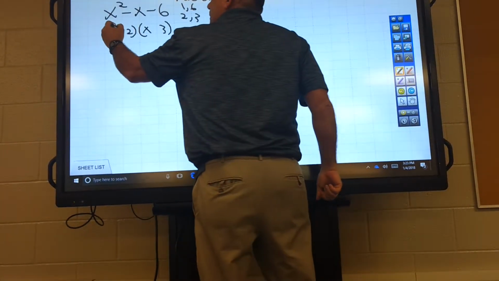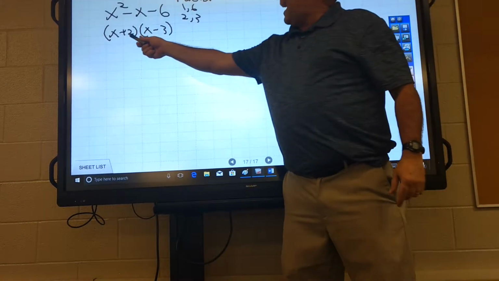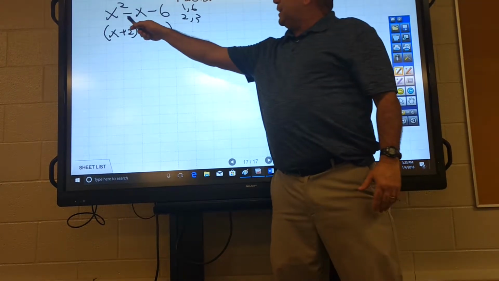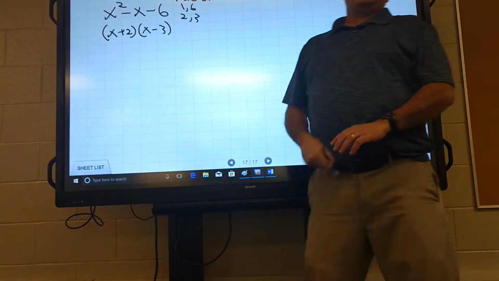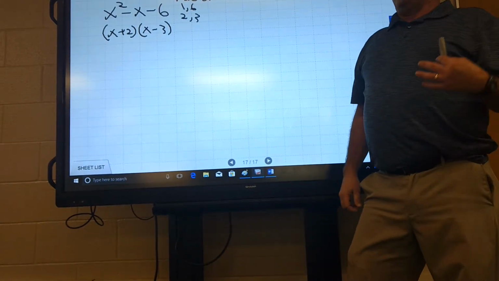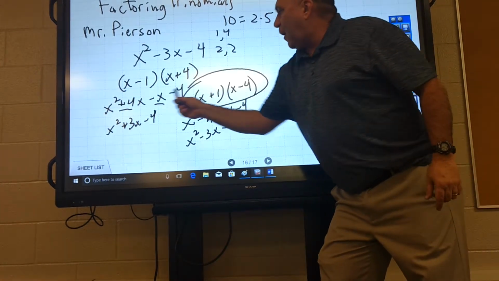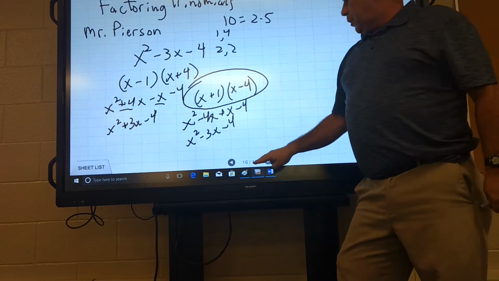So one of them is going to be positive, and one of them is going to have to be negative. So I know positive 2 times negative 3 is negative 6. So right now I know I'm going to get the first term right and the last term right. But I need to see if I'm going to get that middle term correct. Now if you remember, a minute ago when we multiplied it all the way out using FOIL, collected like terms, it gets so bogged down.